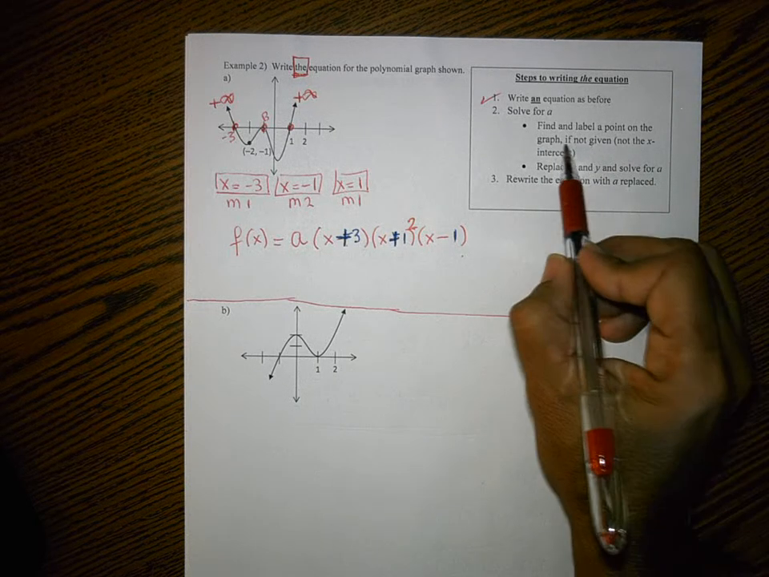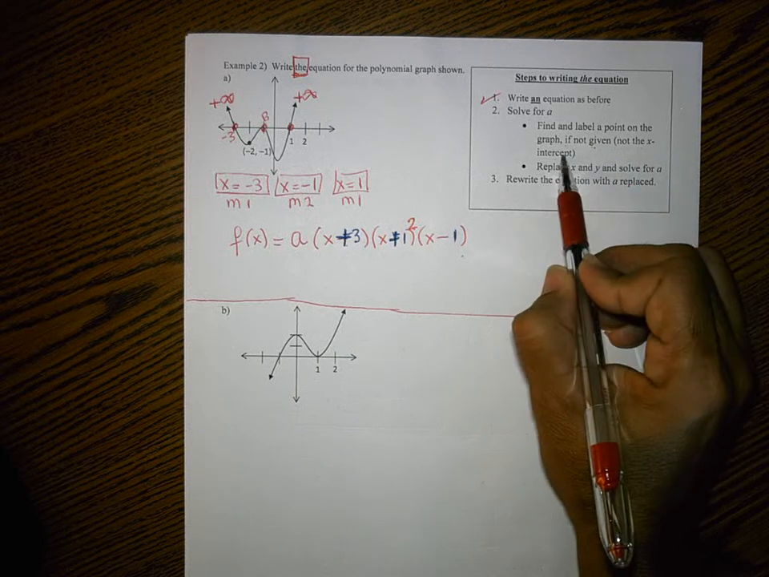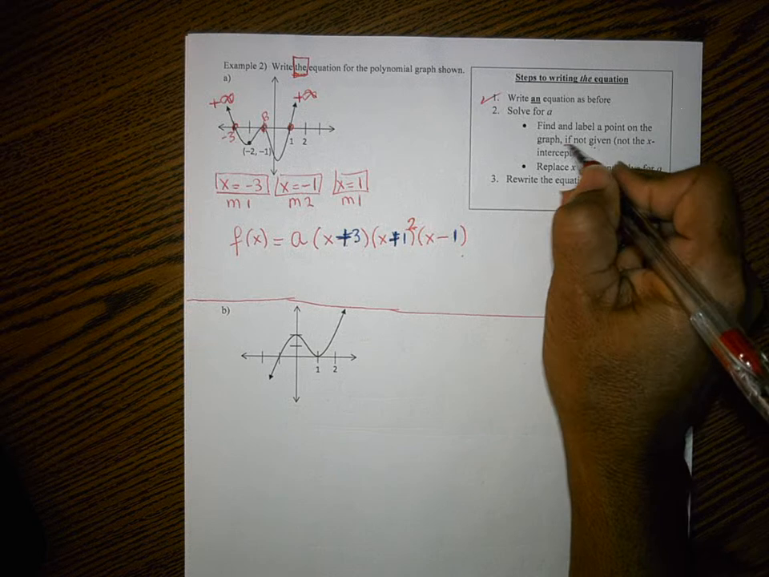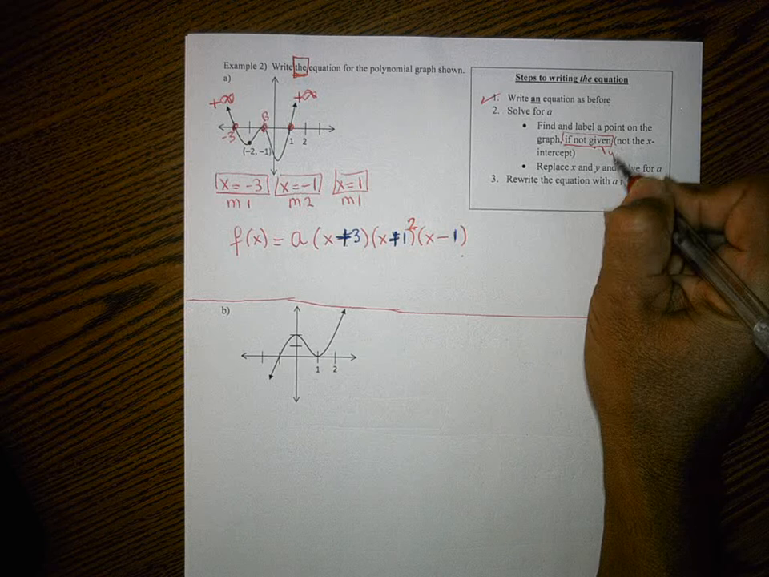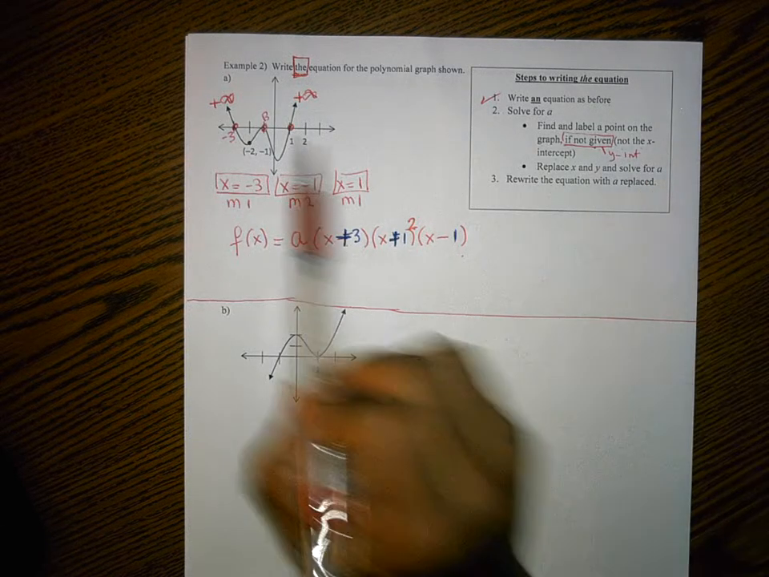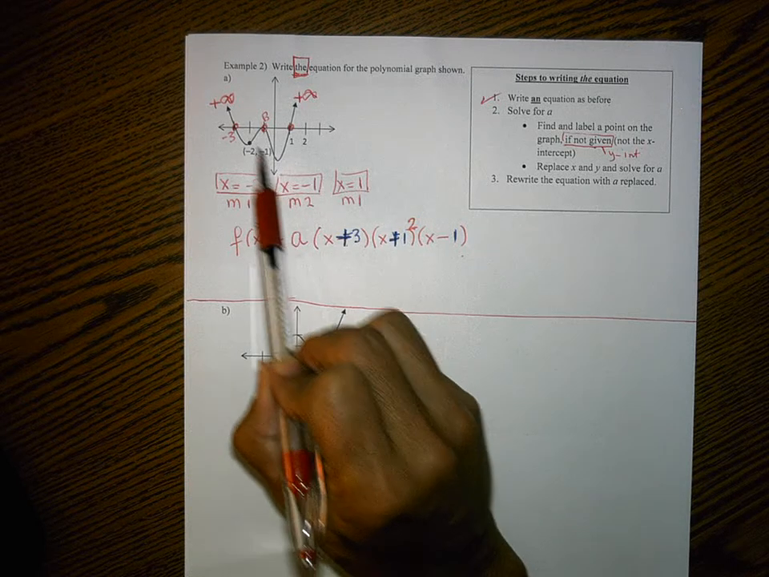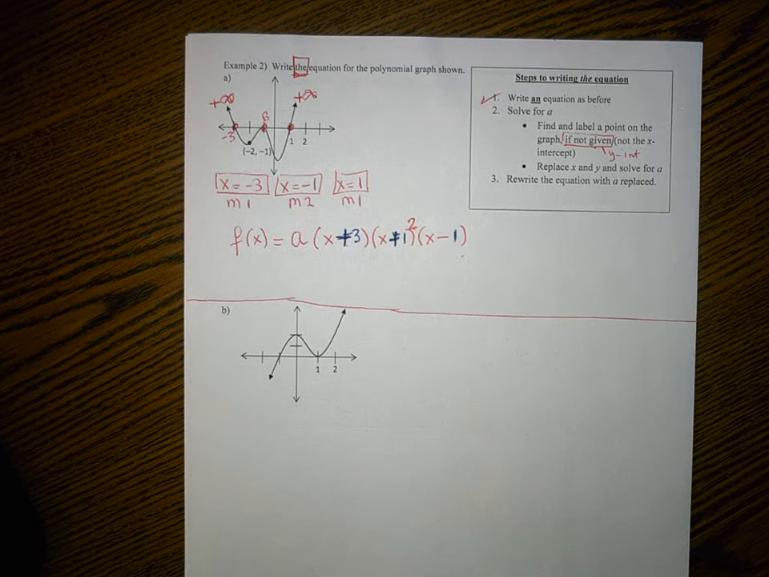If not given, we can find another one, but it cannot be an x-intercept. So if not given, we can use a y-intercept, okay? If it has to be obvious for us to count. So the y-intercept over here is not obvious, but they gave us an extra point, okay? So I'm going to use the extra point.